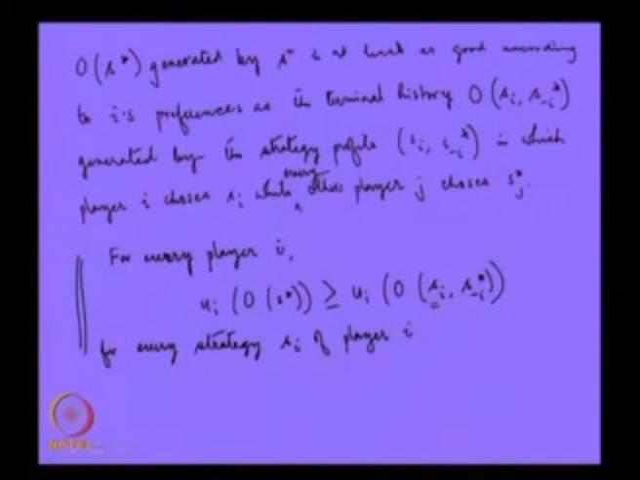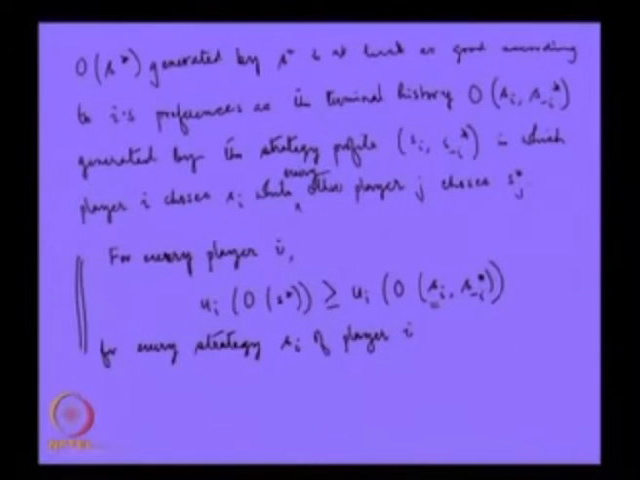So, if other players are sticking to their star strategies or equilibrium strategies, if any player deviates, then the payoff of that player cannot be more. It can be either equal or worse, it can be less. So, this is the idea of Nash equilibrium that we are having in extensive games.